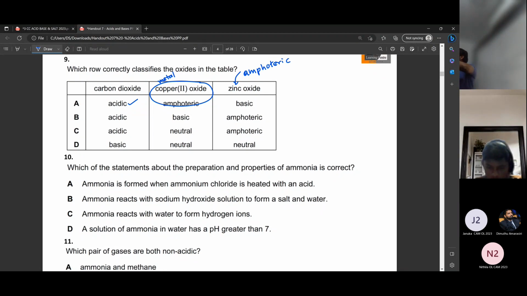What is meant by amphoteric? It can react with both. Both what? Acids and bases. Right? Amphoteric means it can react with acid and base. The basic, amphoteric.